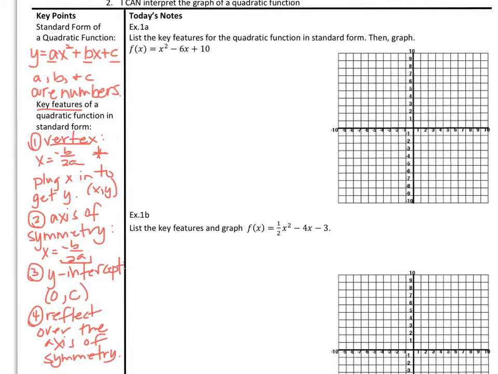Example 1a. List the key features for the quadratic function in standard form. Then graph. f of x equals x squared minus 6x plus 10. Notice there aren't parentheses to help describe the transformation. Therefore, we'll follow our 4 steps on the left. Step 1. Let's calculate the vertex.